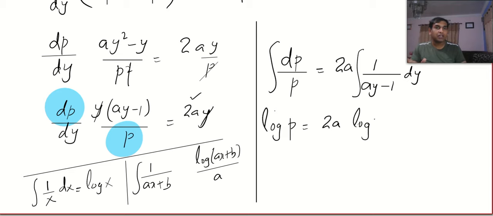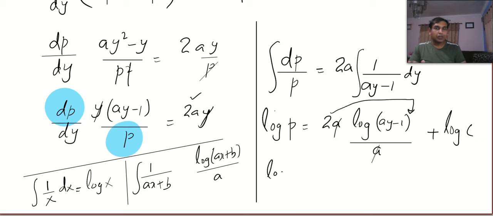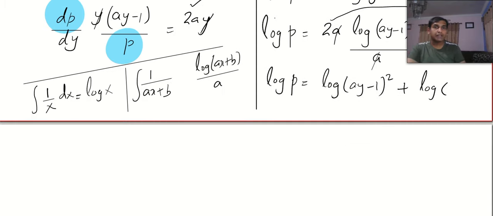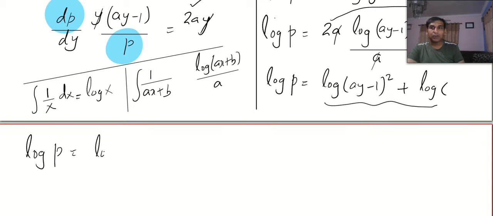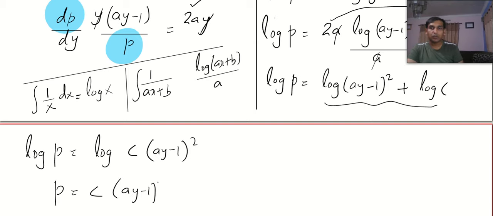This is going to be log ay minus 1 the whole divided by a, plus, since every term has logarithm, I'm going to put log c, and this will get cancelled. This 2 will go above here. So log p is equal to log of ay minus 1 whole squared plus log c. Can you tell me what is log a plus log b? So we get log p equal to log a multiplied by b. So p is equal to c into ay minus 1 the whole square.